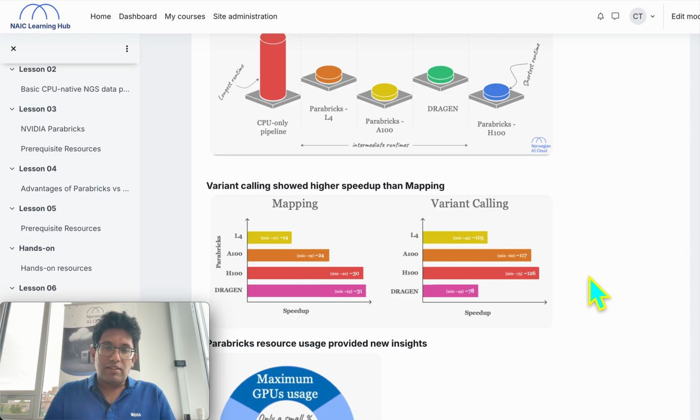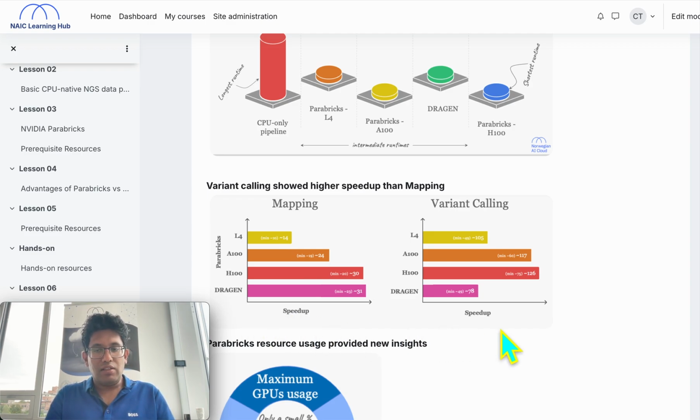During the lessons, I briefly mentioned the differences in mapping and variant calling accelerated speedups. That's what we are discussing in this section. Parabricks, I mentioned that it can be run on different GPUs. So we implemented Parabricks on L4 GPU, A100 GPU, and H100 GPUs. And then we compared their performances to Dragon.